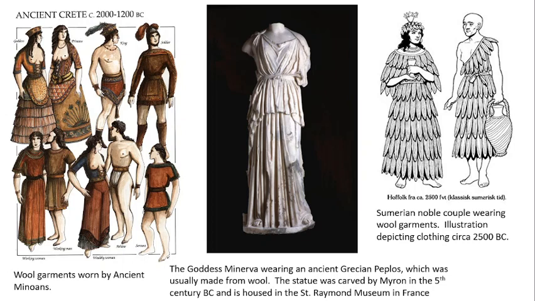On the left, we have wool garments worn by ancient Minoans. In the center, we have a statue of the goddess Minerva wearing an ancient Grecian peplos, which was usually made from wool. And this statue was carved by Myron in the 5th century BC, and you can see it in the St. Raymond Museum in France if you would like to. On the right, we have a Sumerian noble couple wearing wool garments, and the illustration is depicting clothing that Sumerians would be wearing circa 2500 BC.